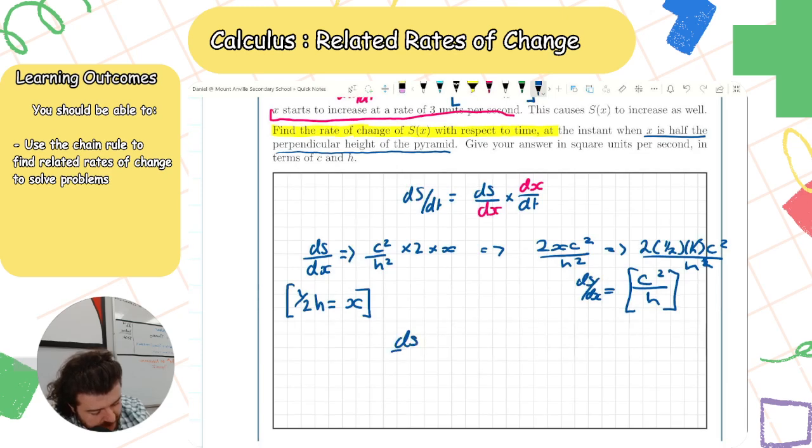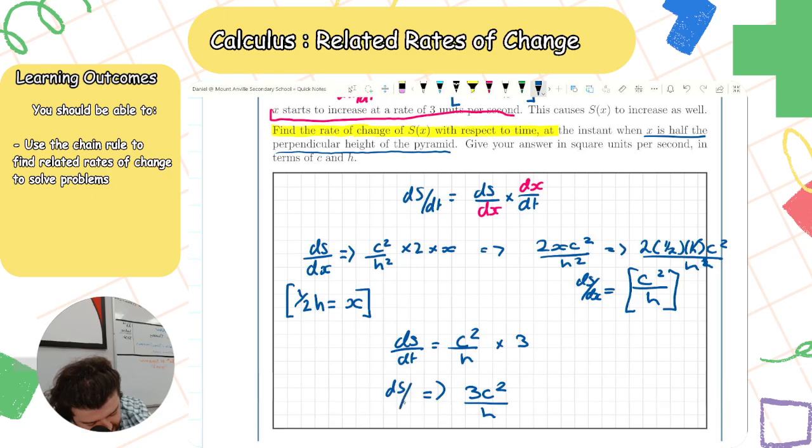Then dS/dt is equal to dS/dx, which is c squared over h, multiplied by dx/dt, 3. So my answer here is just going to be 3c squared over h. That is my dS/dt. How fun.